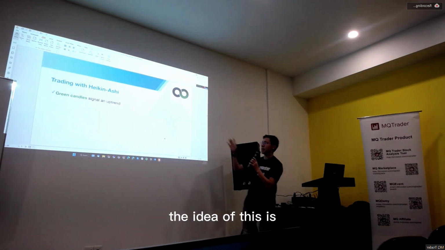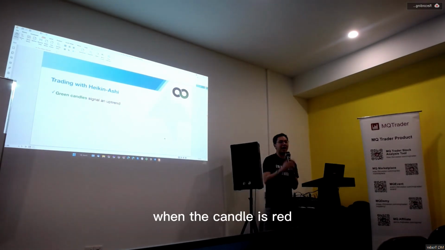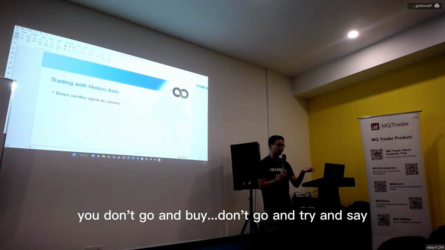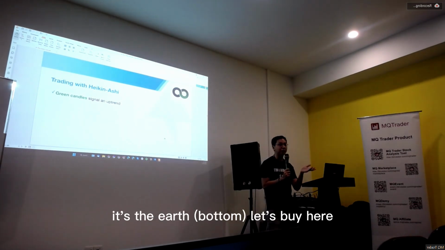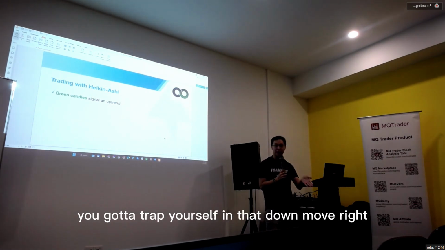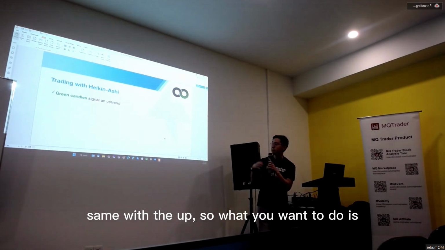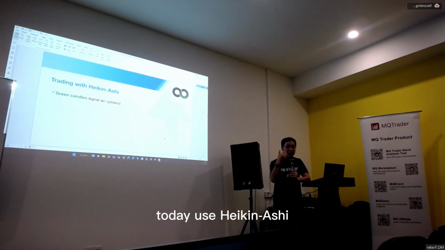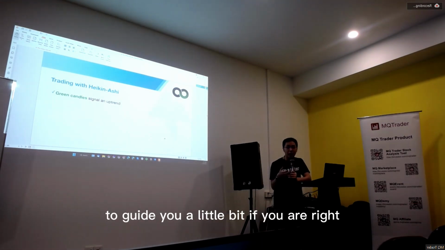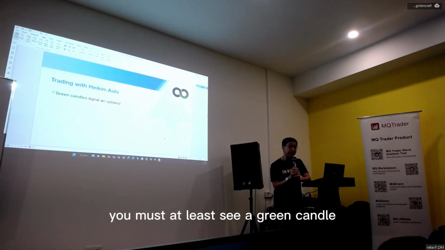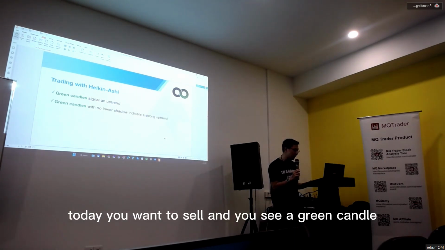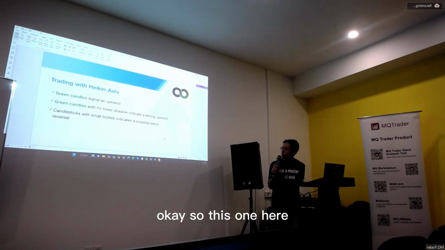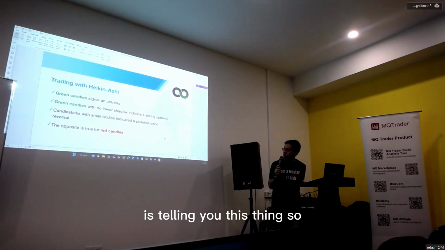Okay? So the idea of this is when the candle is red, you don't go and buy, you don't try and say, oh, it's going to turn, let's buy here. You're going to trap yourself in that down move, right? Same in the up move. So what you want to do is use Heikin-Ashi to guide you a little bit. If you want to buy, you must at least see a green candle. Okay? If today you want to sell, at least see a red candle.